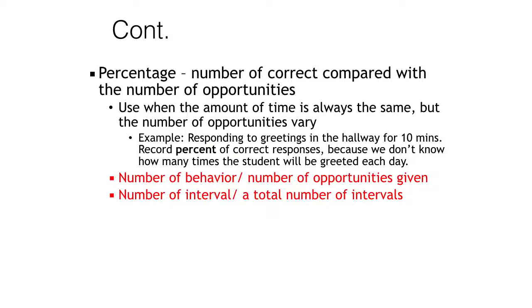Percentage is a little bit different. You can use it when the amount of time is always the same, but the number of opportunities in the specific time vary. So you count both the number of responses and the number of opportunities, and you will divide the number of behaviors that occurred by the number of opportunities.